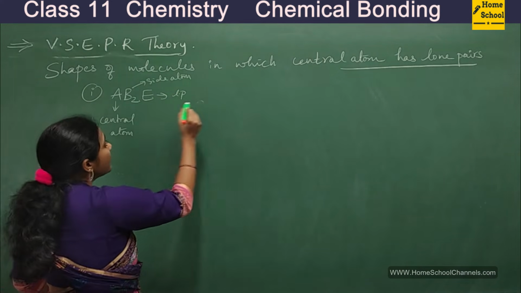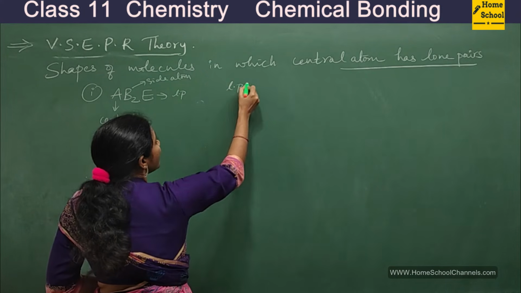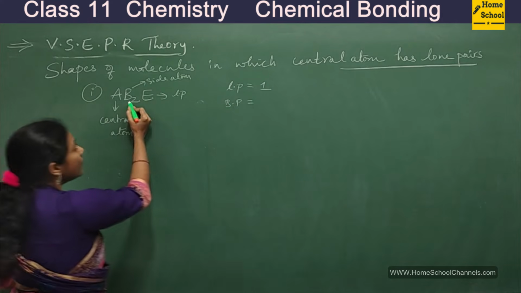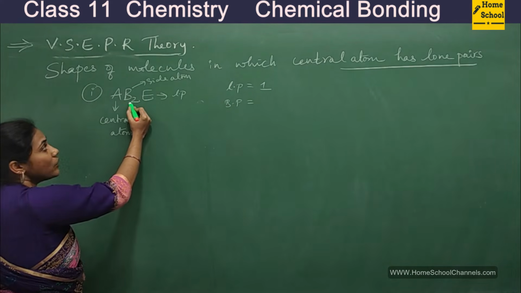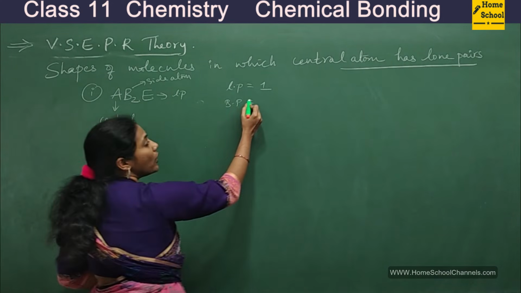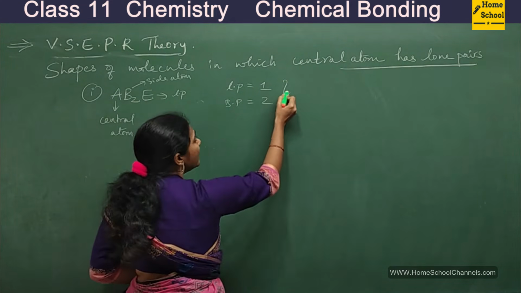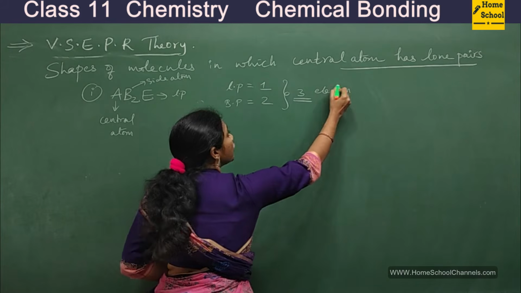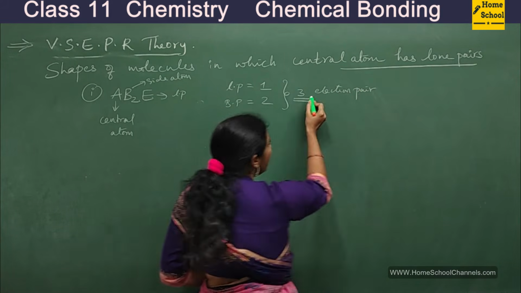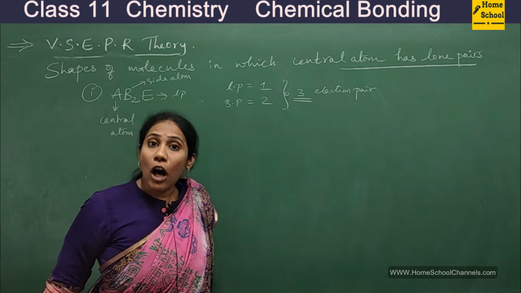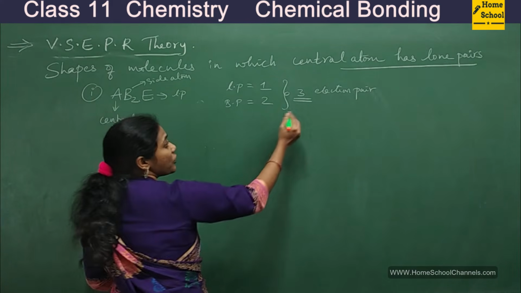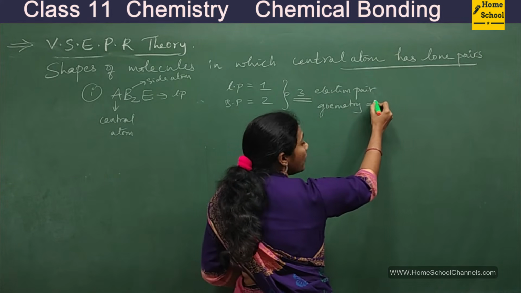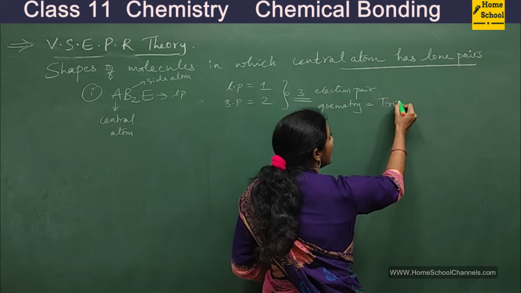So here in this molecule, how many lone pairs are there? Just one lone pair. And how many bond pairs are there? It is equal to the number of side atoms, right? There are 2 side atoms, so the number of bond pairs is 2. Altogether, how many do you have? 3, right? So you have 3 electron pairs. When you have 3 electron pairs, logically you should have a geometry. So the geometry of this molecule is, no doubt, trigonal planar.